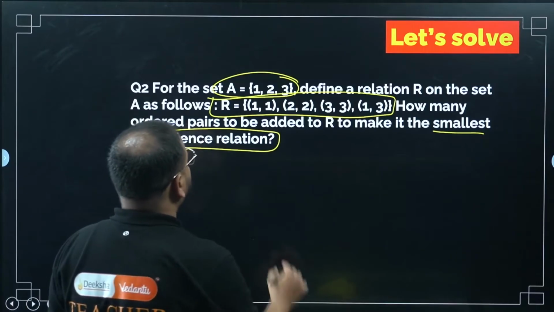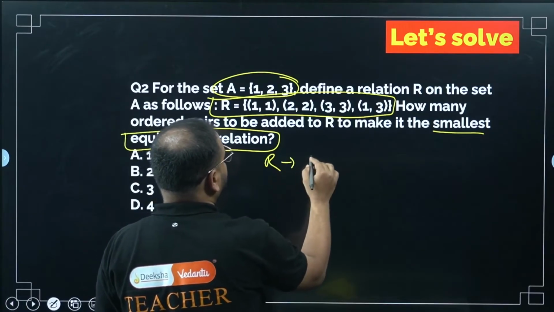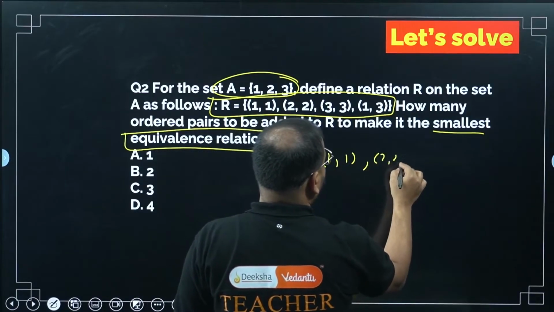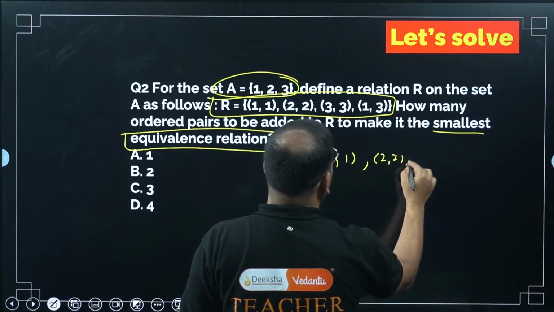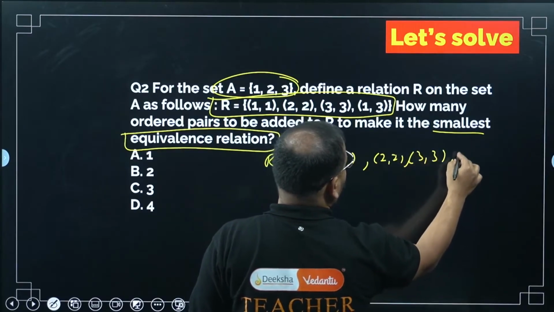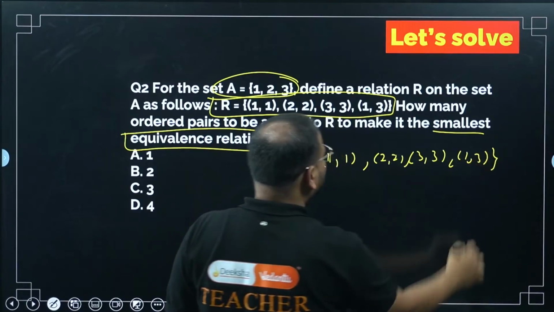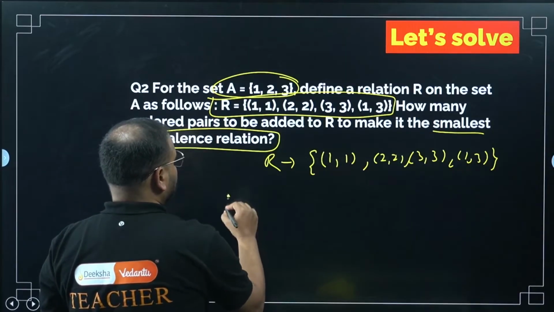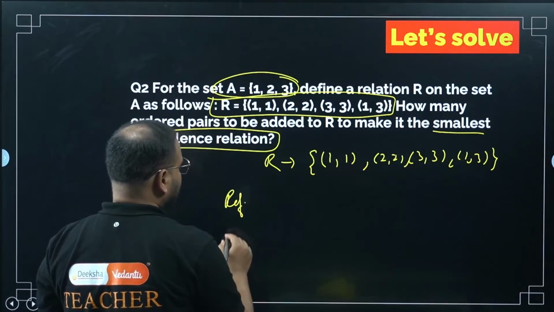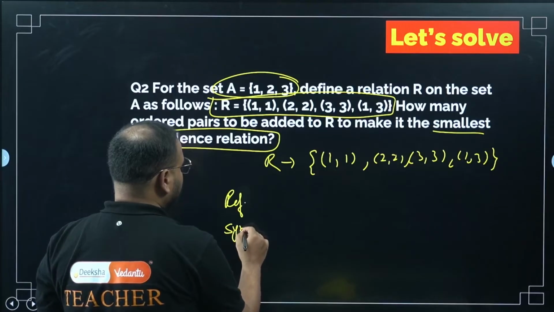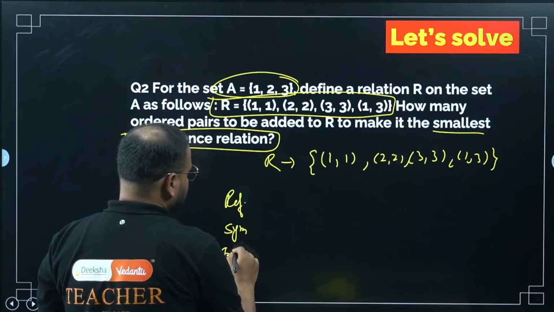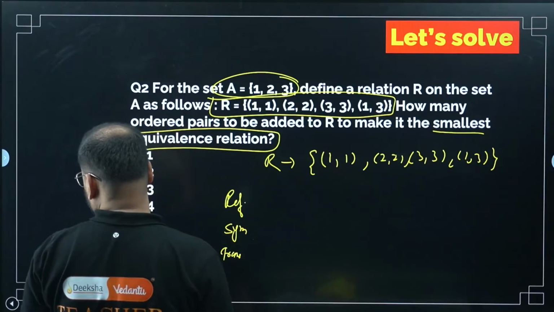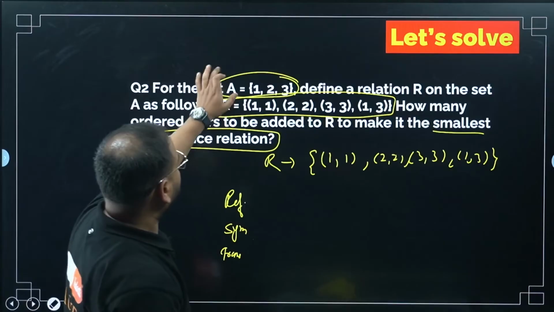Okay sir, so write the relation R here: (1,1), (2,2), (2,2), (3,3) and (1,3). So how can I say the relation R is equivalent? I will need 3 answers for this. First, it should be reflexive, it should be symmetric, and it should be transitive also. Okay, and on which set? On the set A.